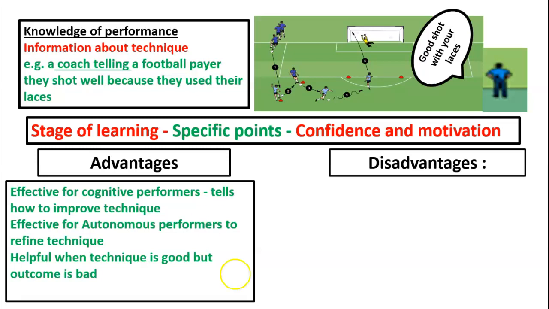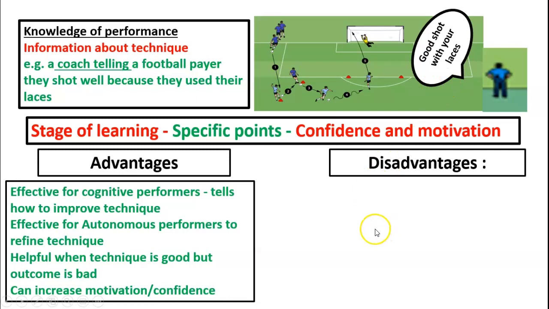So it can really help when the technique is good but the outcome is pretty bad. Okay, final thing is, of course, if you get knowledge of performance feedback, e.g. people are telling you about your technique and it's good, it can really increase your motivation and confidence. I'm sure you can understand this is going to be very similar to what we looked at with extrinsic feedback. The example we've looked at is in extrinsic form. We talked about the coach a little bit here.